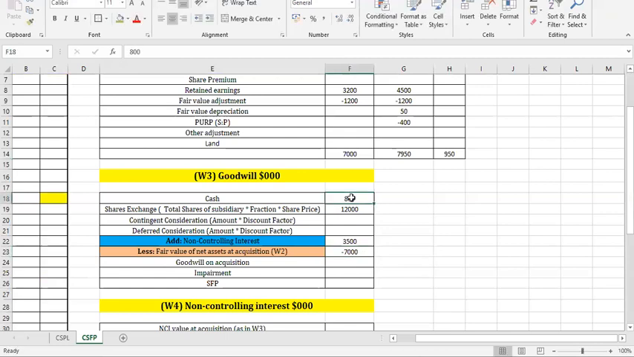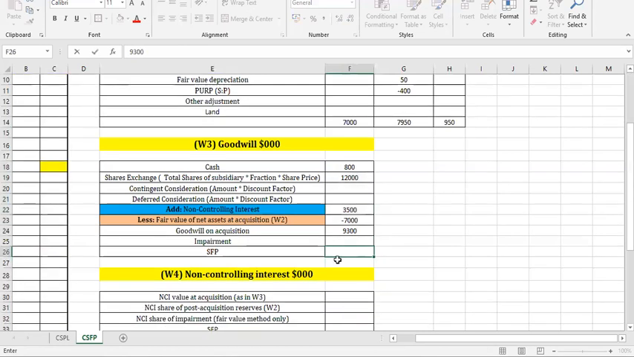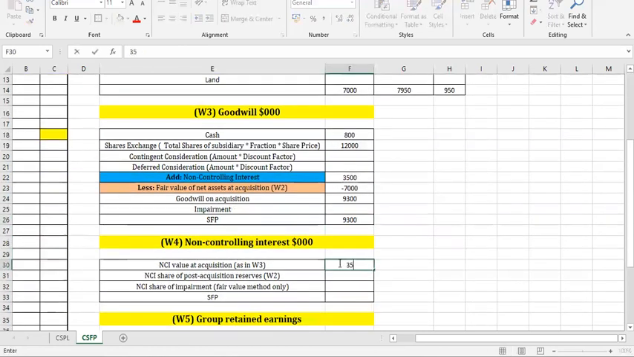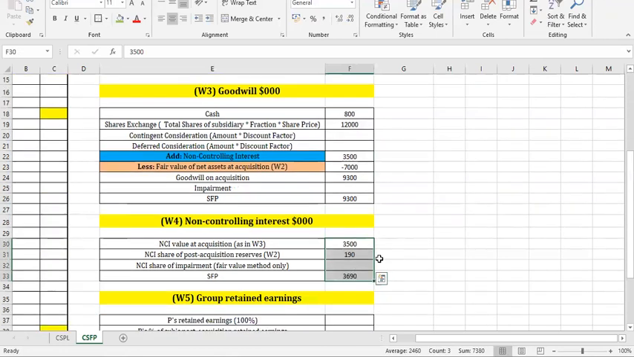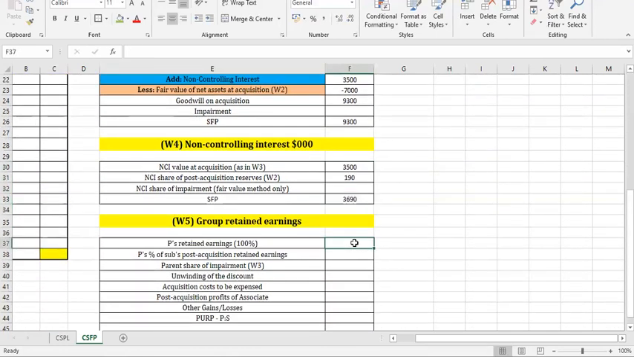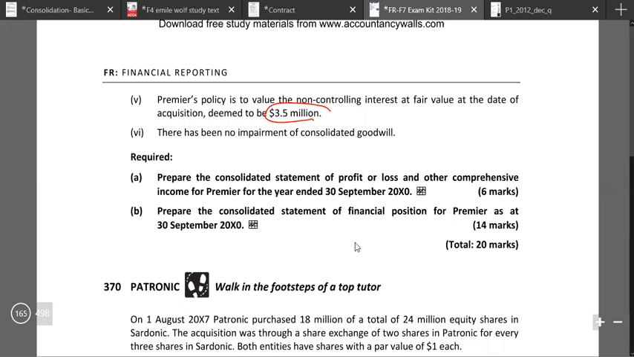Okay, so the goodwill on acquisition will be, and there is no impairment, so it will be 9,300. Okay, 9,300 exactly. Then you have the non-controlling interest at acquisition. It was 3,500. The share of the post-acquisition profit was 950 into 20%. It gives you 190, and the value will be 3,690.